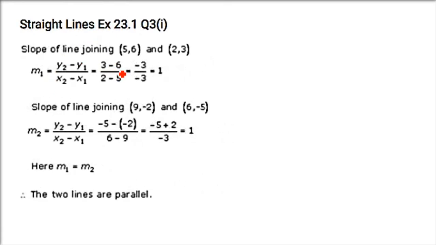Now we have to state whether the two lines in each of the following are parallel, perpendicular, or neither. What you have to do is find the slopes of the two lines, m1, the slope of the first line, and m2, the slope of the other line. If m1 equals m2, these two lines are parallel. If m1 into m2, that is if you multiply the slopes, gives minus 1, these two lines are perpendicular. If you don't get these conditions, you just say neither.